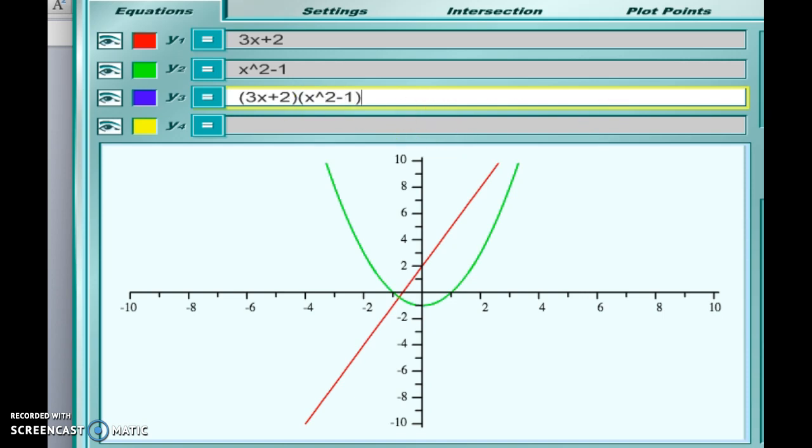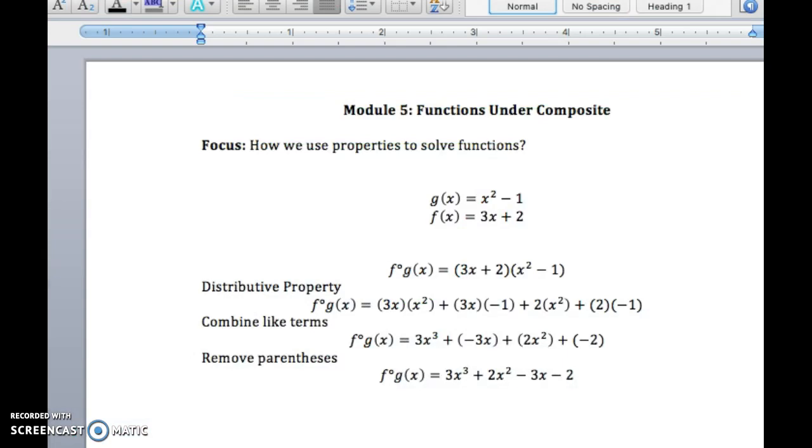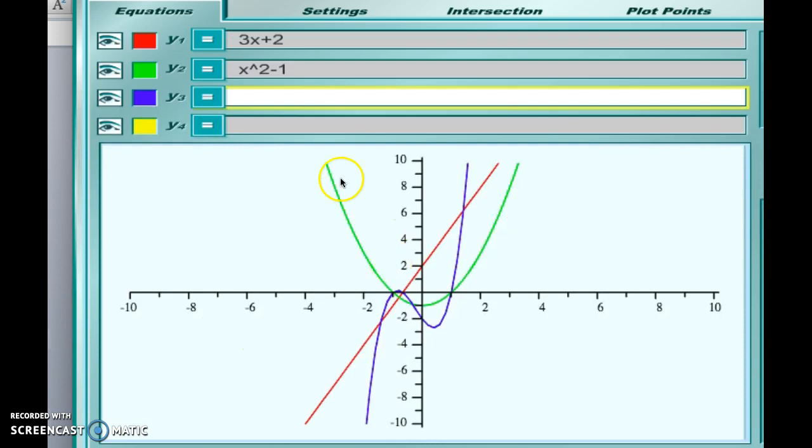So I said f of g of x. Sorry, I have to keep looking at my notes. And then I graph it. So, okay, the blue line represents the composite of these two functions. And then I wasn't positive that that's really what I had. So I decided to take my expression and bring it back over to here.